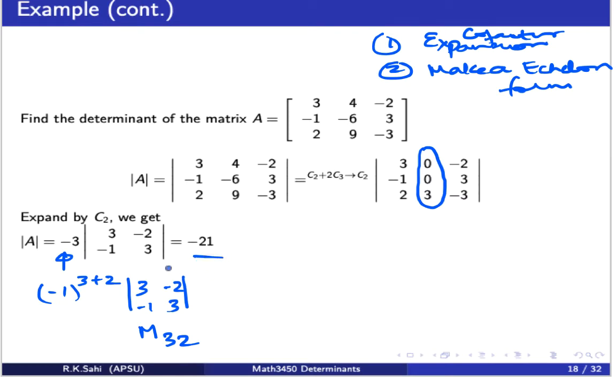Let's look at how this determinant helps us in solving problems of inverses.